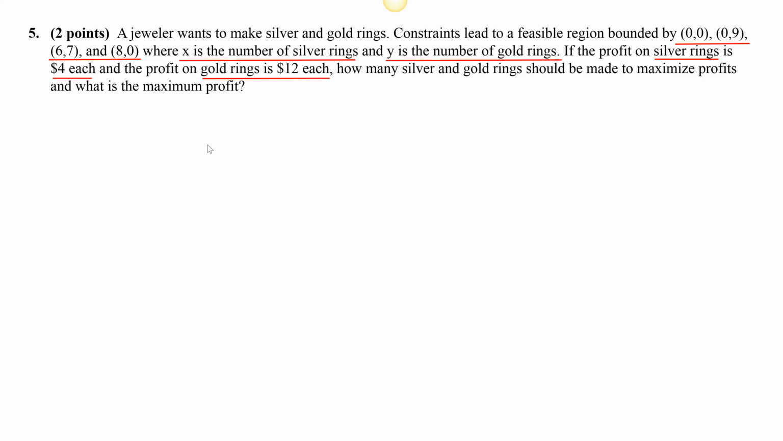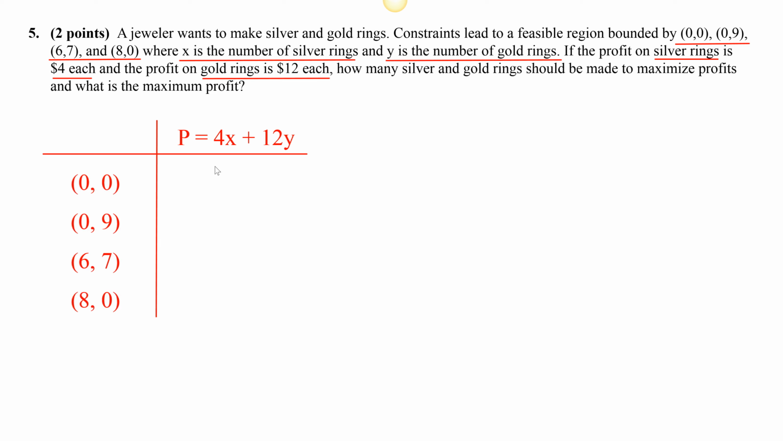Okay, so the first thing we want to write is our objective function. What is the function that we are trying to maximize? So since X is the number of silver rings and the profit is $4 each, we have 4X, and Y is the number of gold rings and they're $12 each, so we add 12Y, and that gives us our objective function, our profit. Okay? So now I'm going to put that into a table, and I'm going to list all the corner points that we have and find which corner point maximizes our profits.